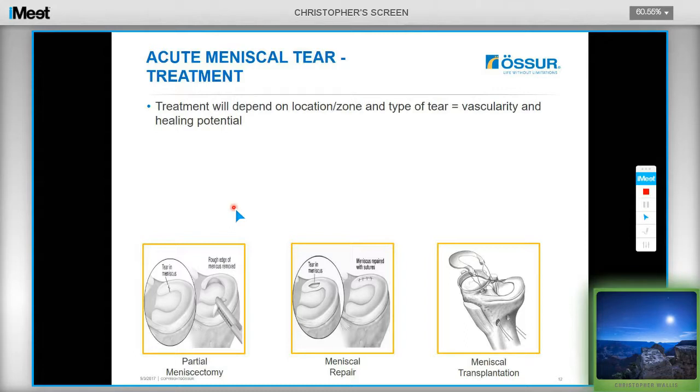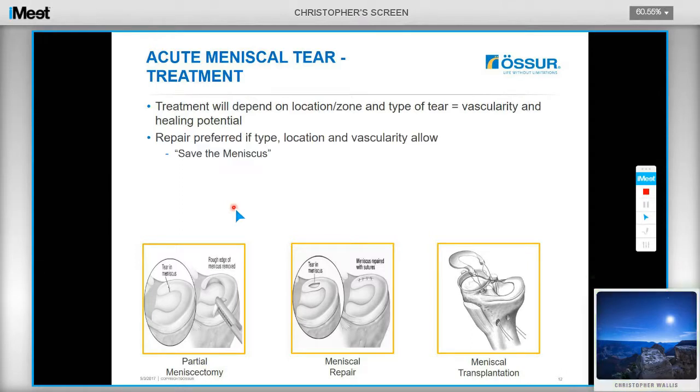Treatment of the meniscal tear will certainly depend on the location or zone. So when we think about those red zones through to the white zone, and the type of tear, because this will determine the vascularity and healing potential. It will help guide the orthopedic surgeon in deciding which of the potential procedures they will conduct.